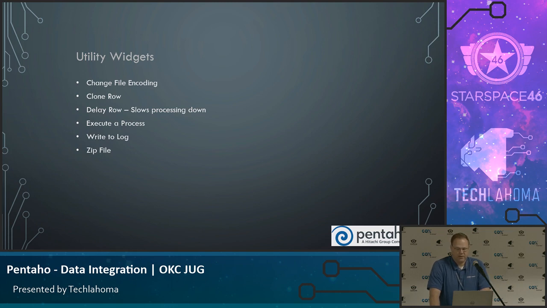So there are times when it may take a while for the previous row to be completed, so you want to add a little extra time before you move on to the next, or maybe things are running too fast. You want to throttle things down so that whatever this is flowing into downstream can keep up with it. You can execute a shell script, execute another process, or execute another transformation from one transformation to a new transformation. You can write to a log file, which just keeps track of where you're at and what you're doing, and you can also create zip files.